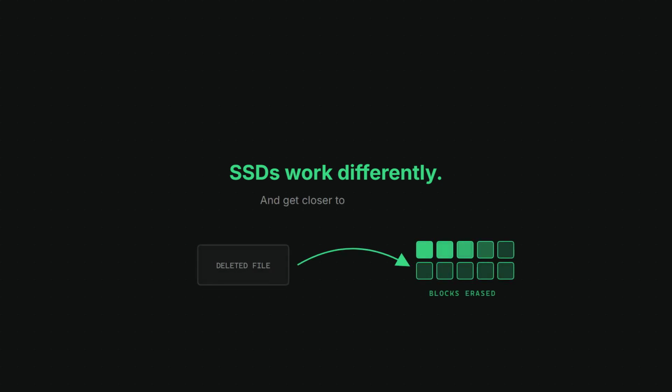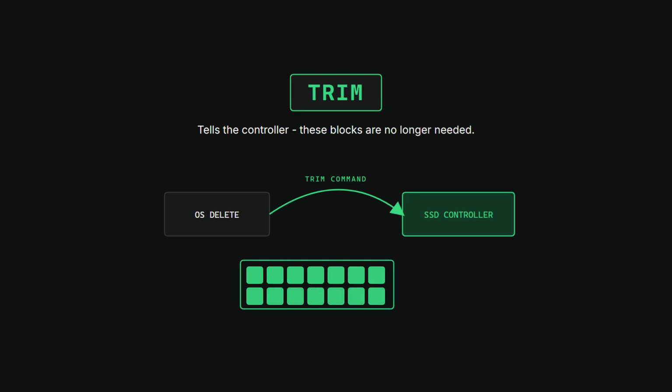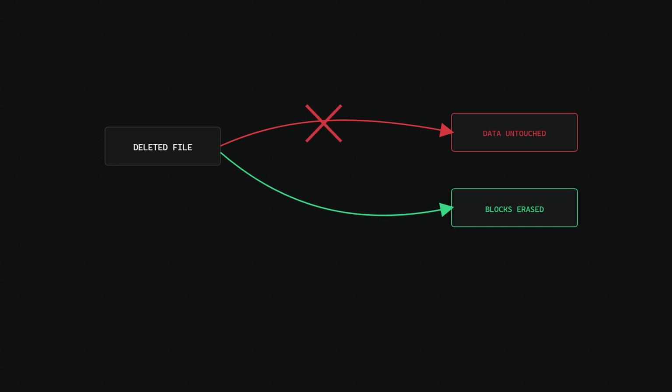Everything described so far, however, is on traditional hard drives. On the other hand, solid-state drives, or SSDs, which are what most modern devices function on, run differently, and in a way that allows them to get closer to real deletion. SSDs have a feature called trim. Shortly after a file is deleted, trim tells the drive's controller that those blocks are no longer needed, and unlike a regular hard drive, the controller can go ahead and physically erase them at the hardware level.